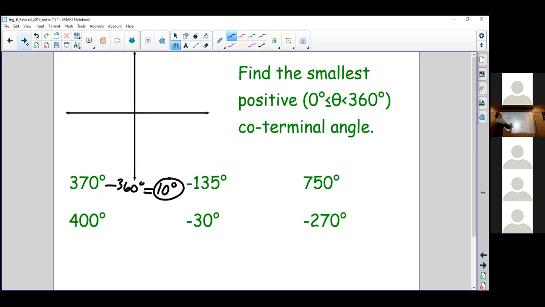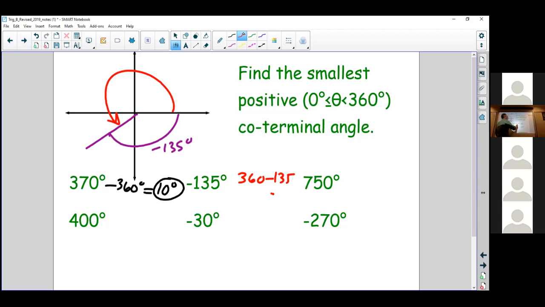Negative 135. So think about what negative 135 is doing. It's coming like to this. Okay, so that is negative 135. So where would I have to get to go from here to here in that direction? So think about what I'm going to do. I'm going to go 360 minus 135. That gives me 225 degrees. So 225 degrees is the same location, but the positive location as negative 135.